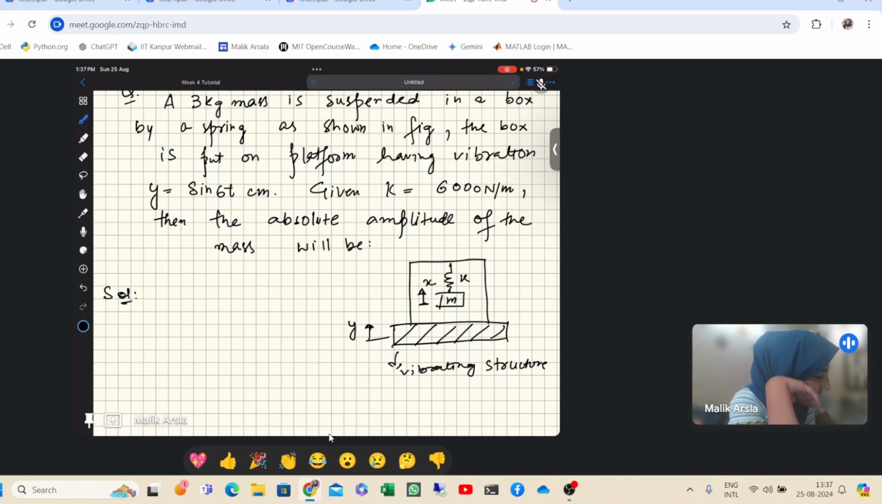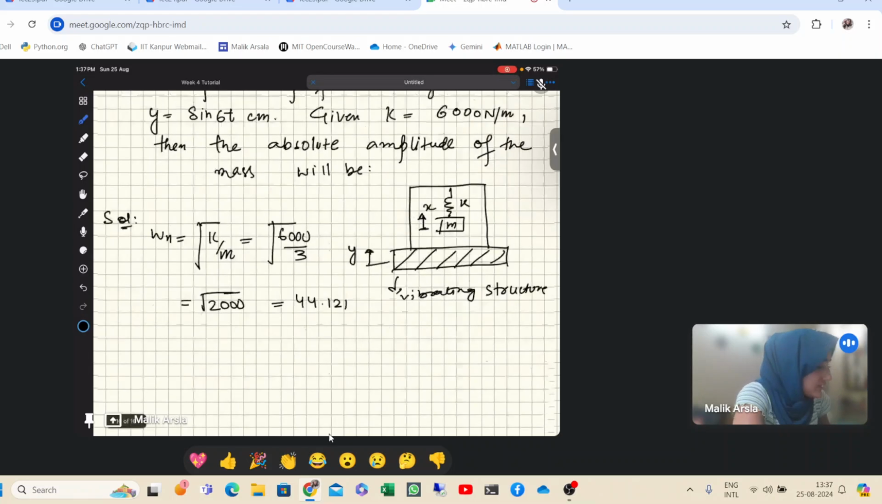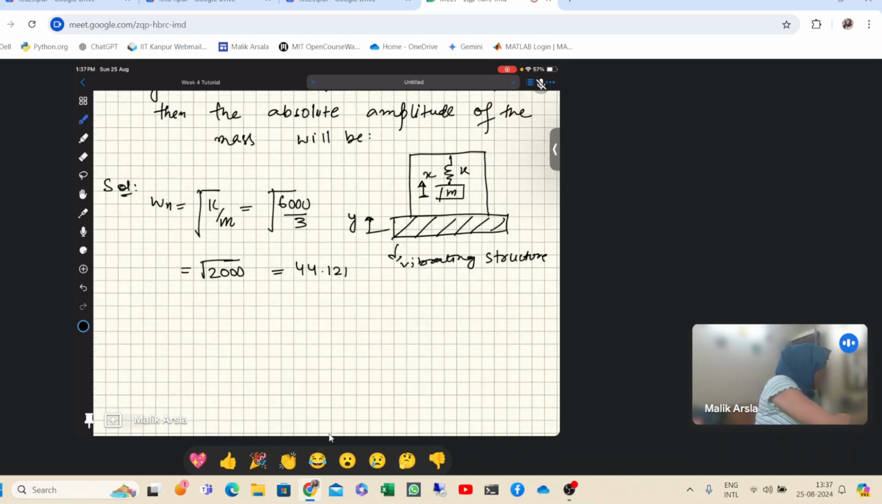Now first of all, we will find the natural frequency for this spring mass system. So omega n would be nothing but root of k by m, which is under root of 6000 by 3, which is root 2000. So it's 10 root 2, but when you calculate it, it will come out to be 44.721. So this is our omega n.